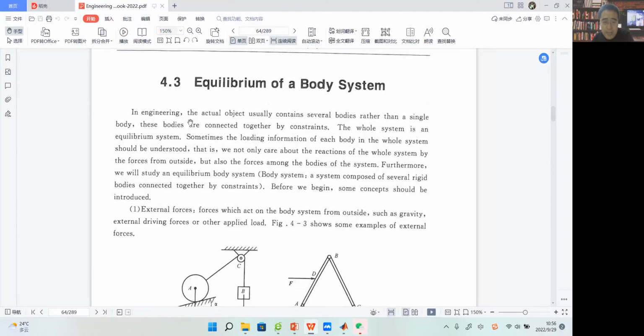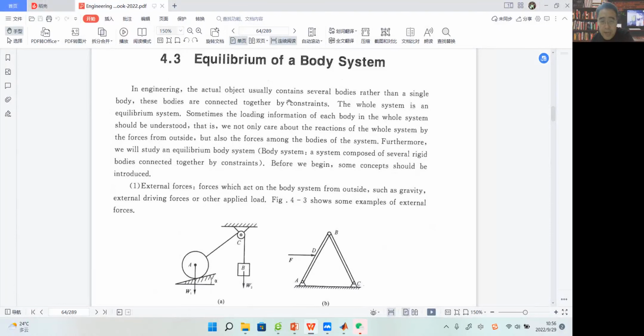So actually in engineering, the actual object usually contains several bodies rather than a single part, a single body, right? So these bodies are connected together by constraints. You see, the whole system is an equilibrium system. So sometimes the loading information of each body in the whole system should be understood. That is, we not only care about the reactions of the whole system, the forces from outside, but also the forces among the bodies of the system.